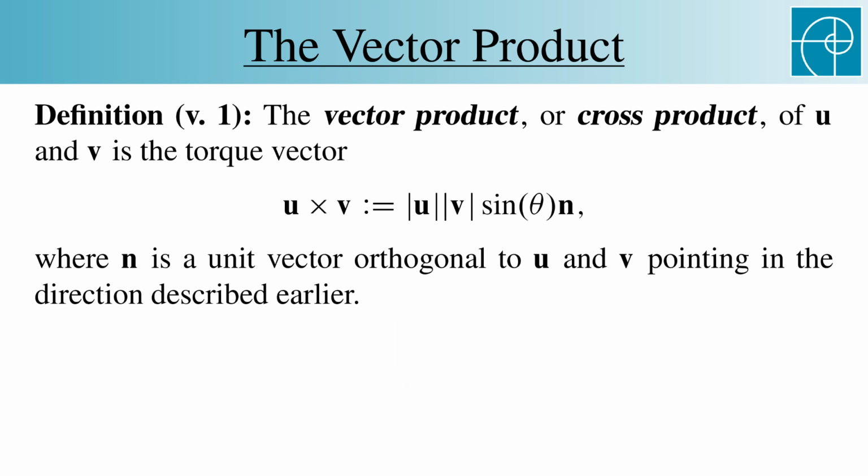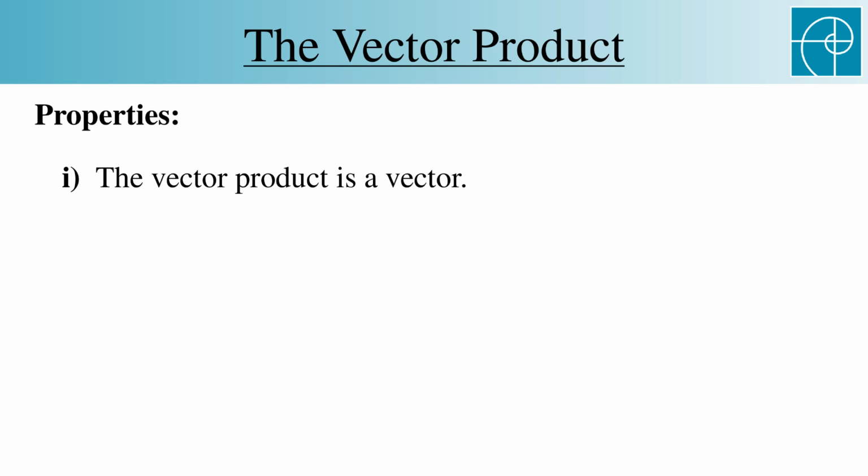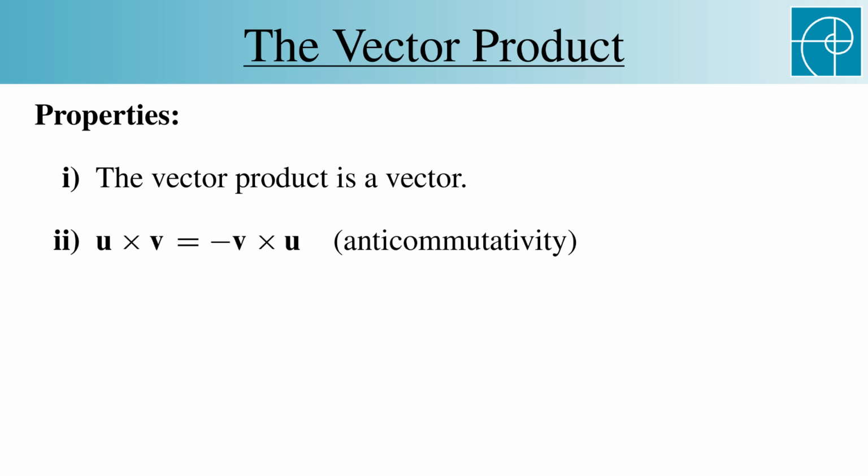We define the vector product, also called the cross product, of u and v to be the torque vector. Let's note a few properties that follow immediately from this definition. First, the vector product is a vector. Second, the vector product, unlike the scalar product, isn't commutative. In fact, it's anti-commutative, meaning that u cross v is negative v cross u.